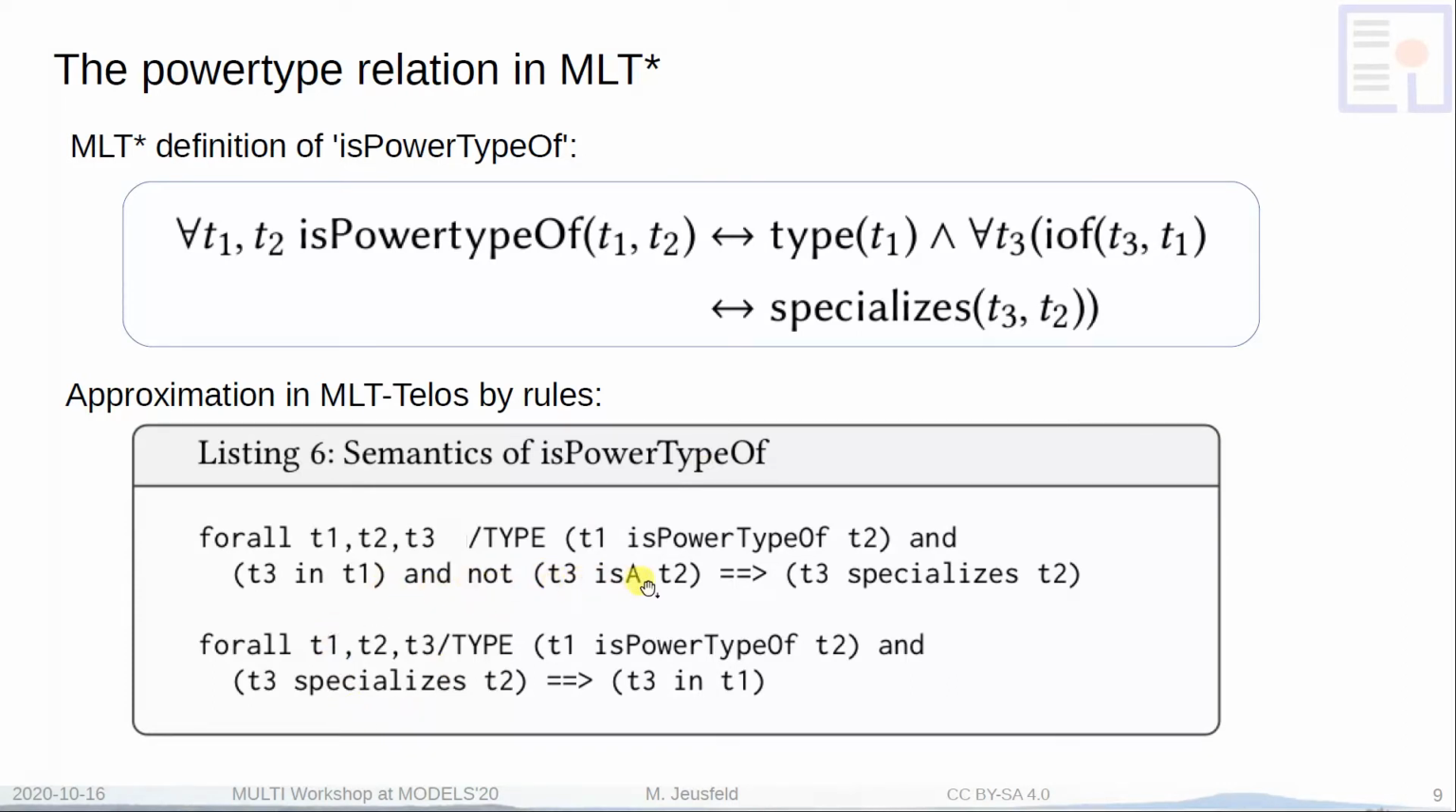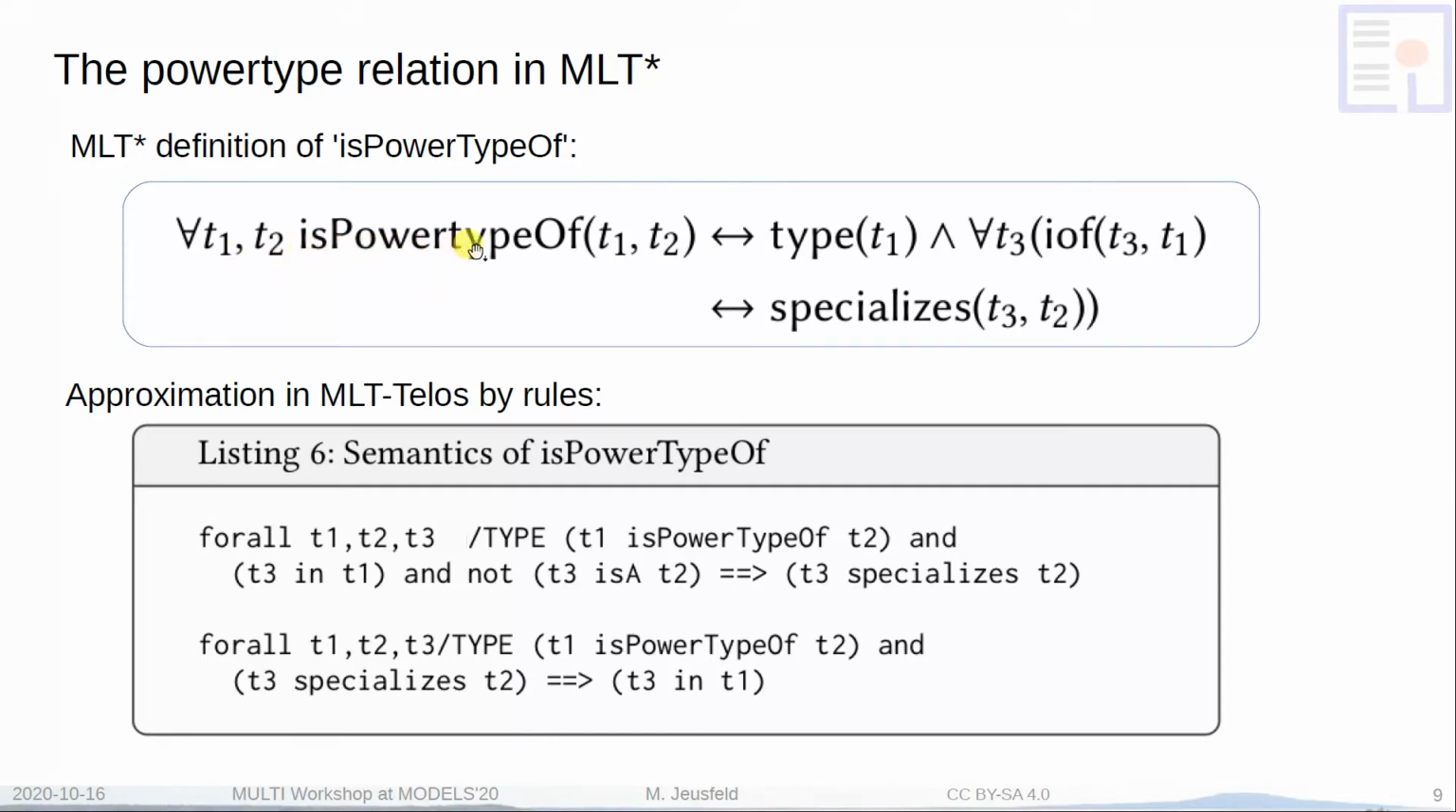And T3 is not already a subclass of T2, which is the tailored specialization. So only if we need to, then we derive that T3 specializes T2. The second one says if T1 is a power type of T2 and T3 happens to specialize T2, then T3 must be an instance of T1. So this is the other direction of this equivalence here.